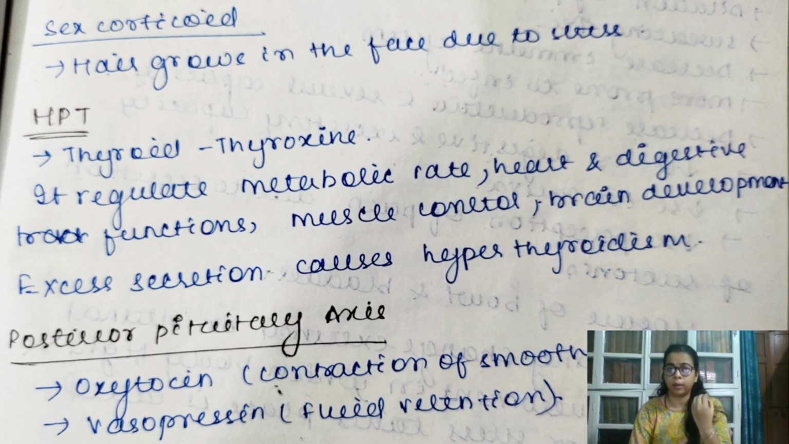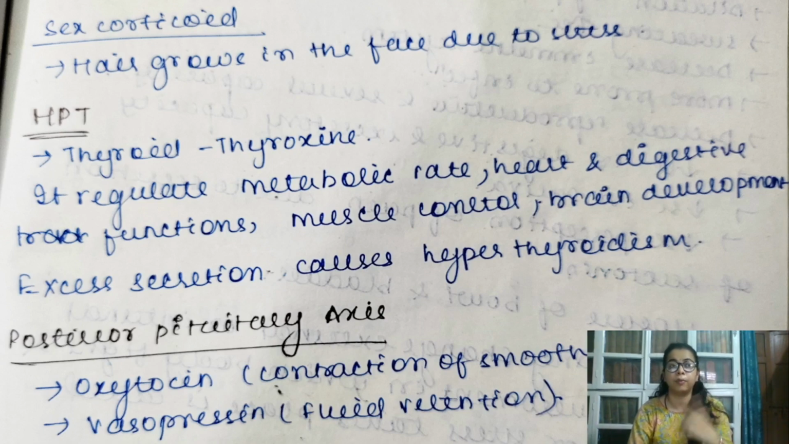The thyroid will regulate our metabolic rate, our heart rate, digestion, everything is controlled by the thyroid. That's why if there is less secretion of thyroid hormone, there is a problem, and if there is more secretion of thyroid hormone, there will also be a problem. That's why excess secretion of thyroid hormone will take place during the time of stress. As a result, hyperthyroidism will occur, which can harm your body.